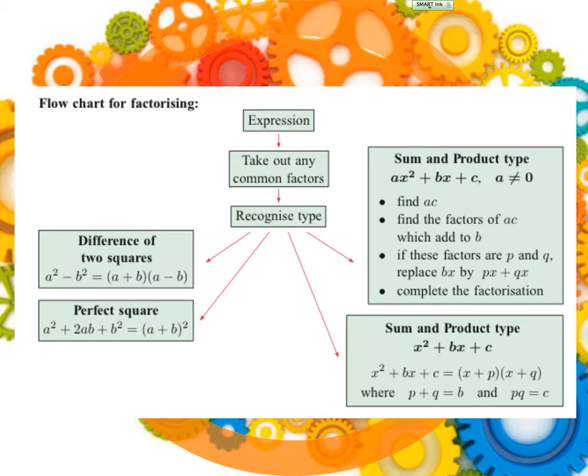But it kind of tells us what to do. So first, you've got your expression, and really the first thing you want to do is take out any common factors, or look for a GCF. Pretty much every single time, just take a glance. Do I have common factors?